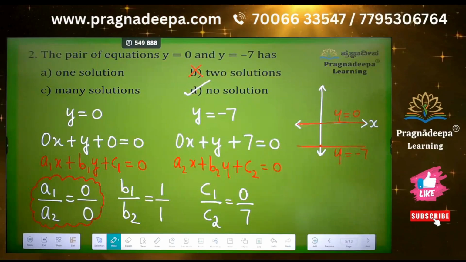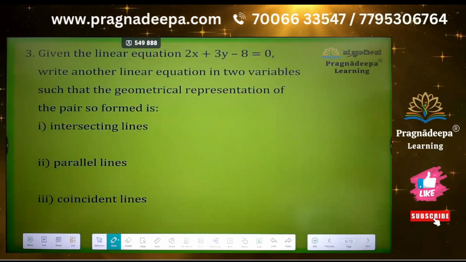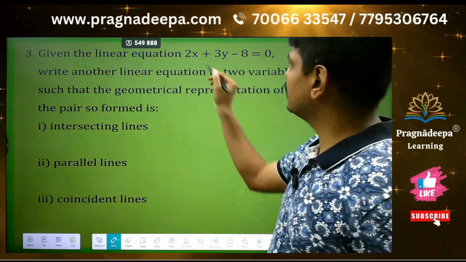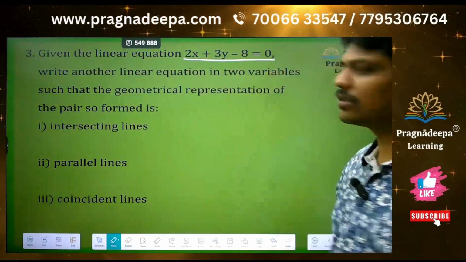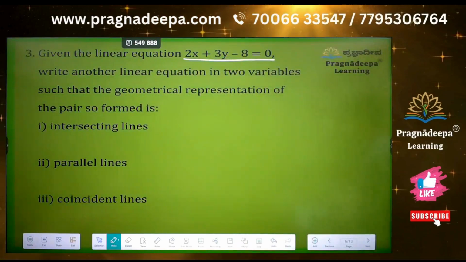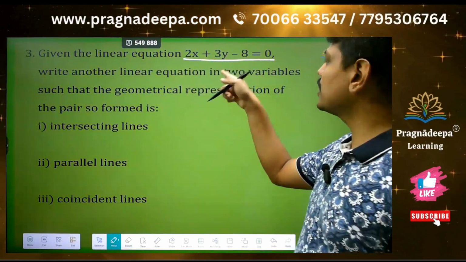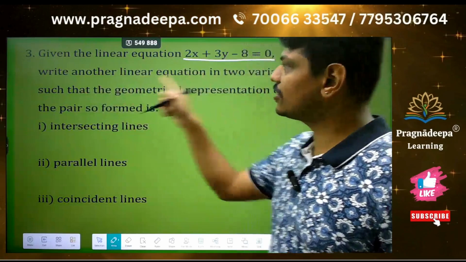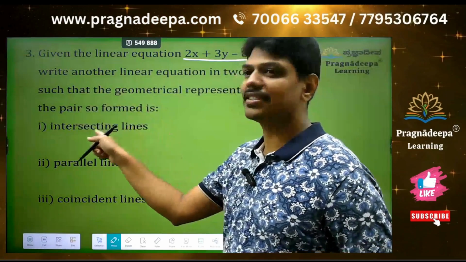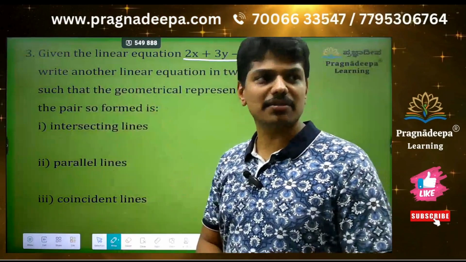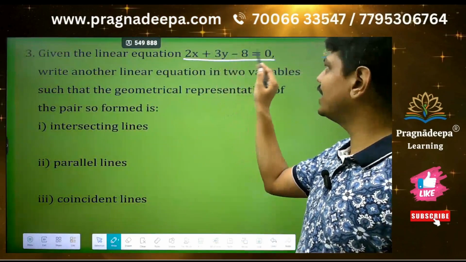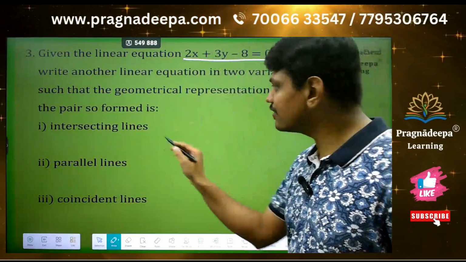Question number 3. They have given the linear equation. What is the linear equation they have given? 2x plus 3y minus 8 is equal to 0. Write another linear equation in two variables such that the geometrical representation of the pair so formed is intersecting. 2x plus 3y minus 8 is equal to 0 should intersect with the new line that you are giving.